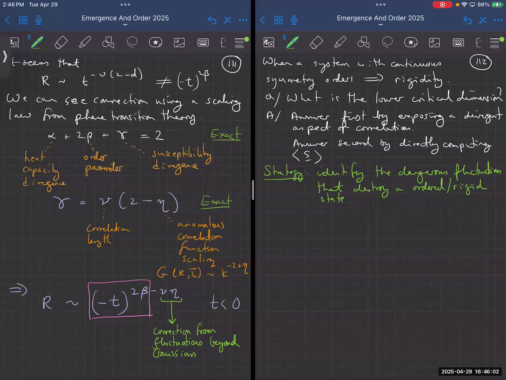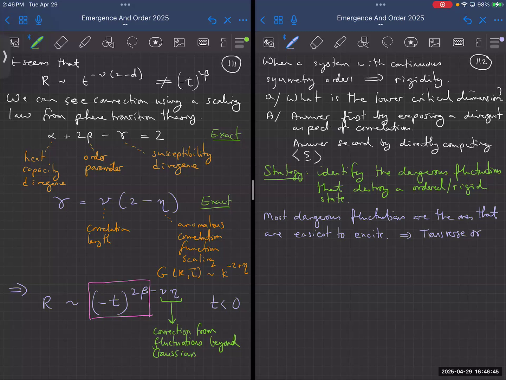So we can ask what the most dangerous fluctuations are here, and we already know the answer because I already discussed it in the last lecture. We know that the most dangerous fluctuations are the ones that are easiest to excite. And in the case of a system with a continuous symmetry, these are the transverse or phase fluctuations. So let's have a look then at the two-point correlation function for the transverse fluctuations.